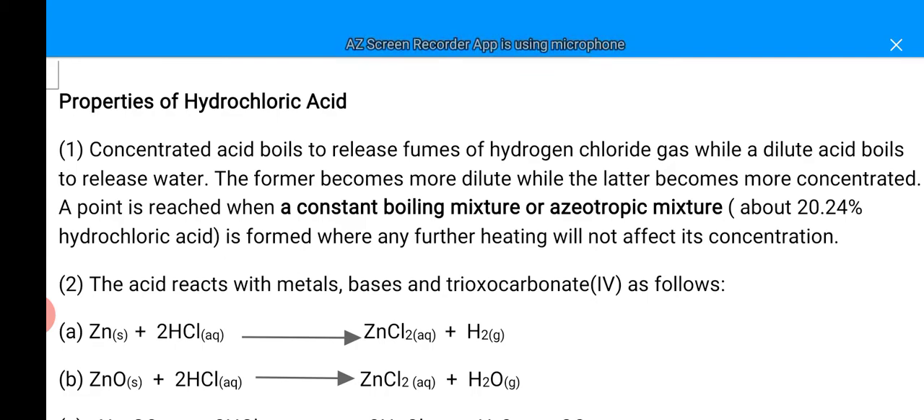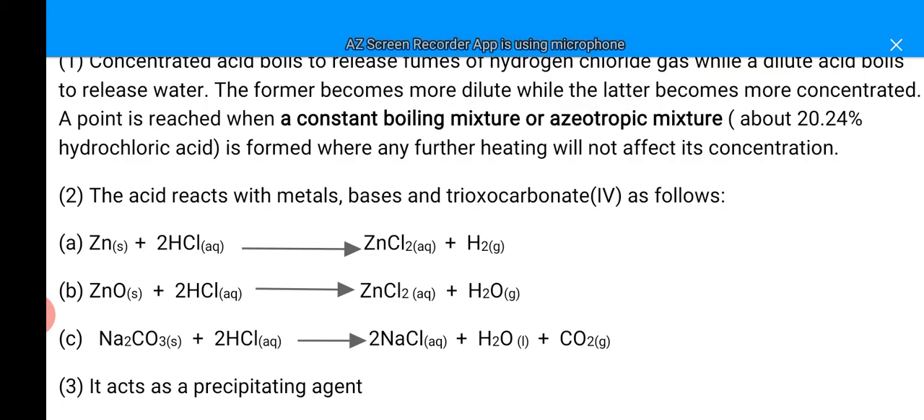So for this behavior of hydrochloric acid, take note that when you have the concentrated form of it and you boil it, what will be released is hydrogen chloride gas. When you boil the dilute form of it, what will be released is water vapor, making the dilute form more concentrated. So when you get to a point where no gas will be released, be it water vapor or otherwise, at that point you have about 20.24% of the hydrochloric acid present in the solution.